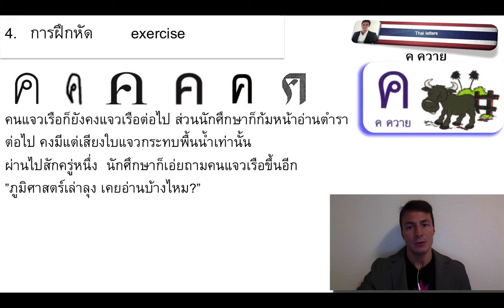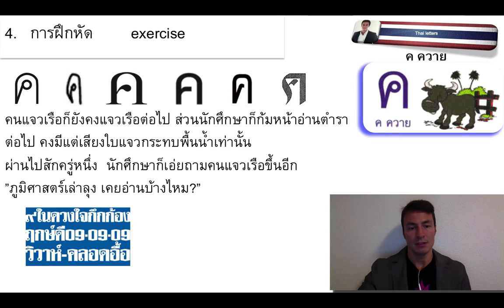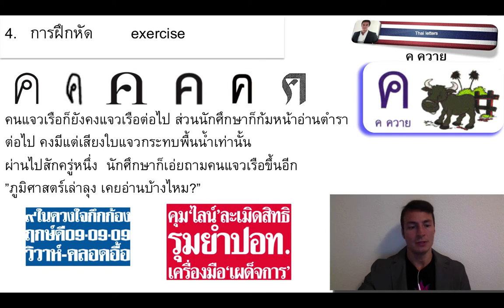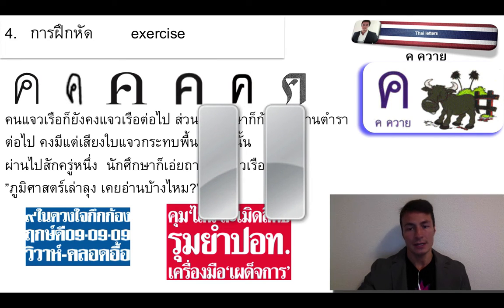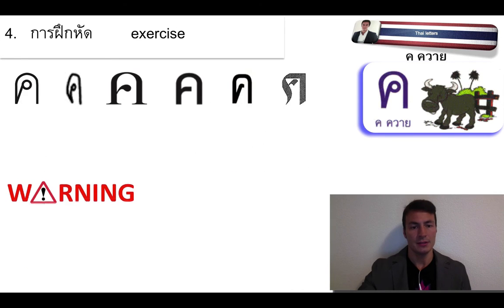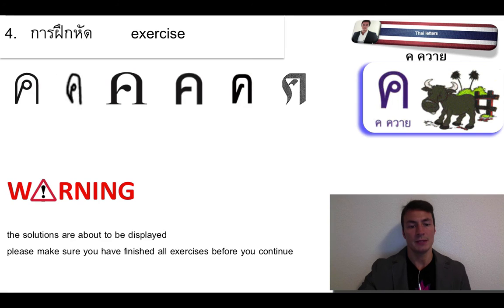This text fragment is where you are supposed to find ควาย consonants within the text, circle them, make a print screen, or just note on an extra sheet of paper where they are to be found. Then do the same thing for these two text fragments that you're already familiar with, and circle the ควาย this time. At this position, I highly recommend to pause the video and keep on watching as soon as you're done with this exercise, because the solutions are about to be displayed.